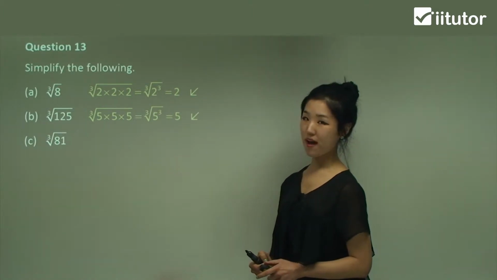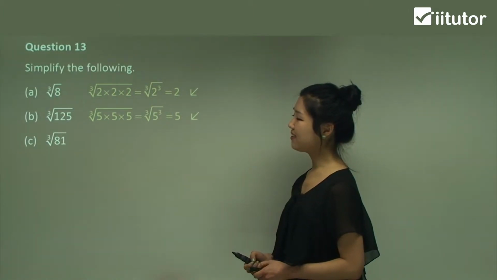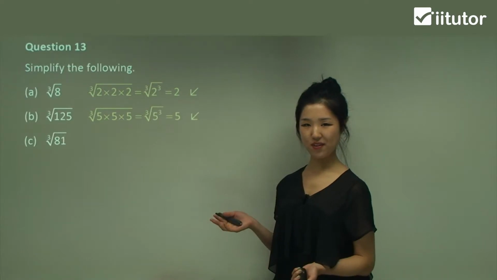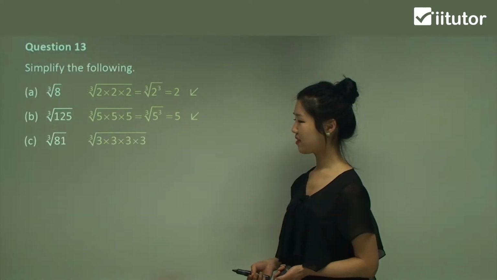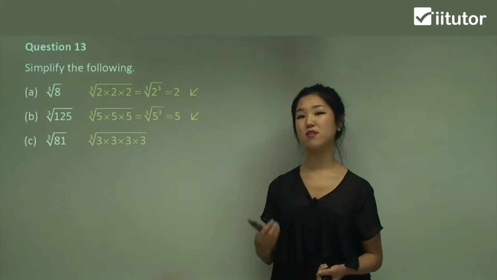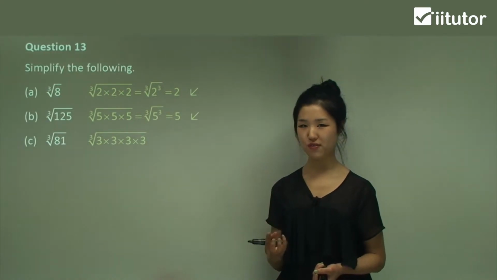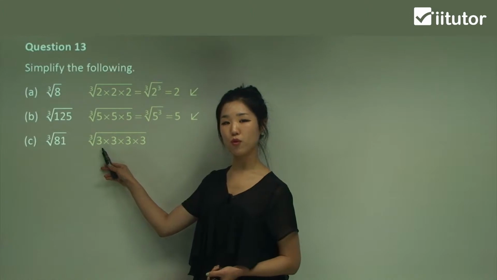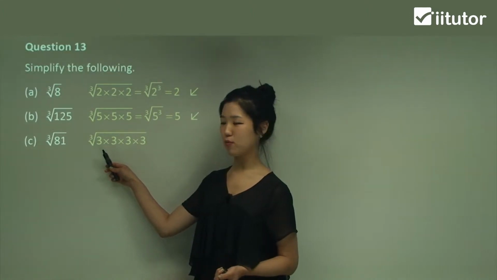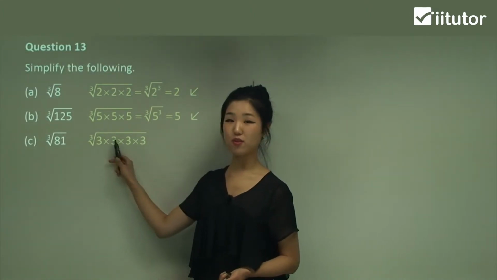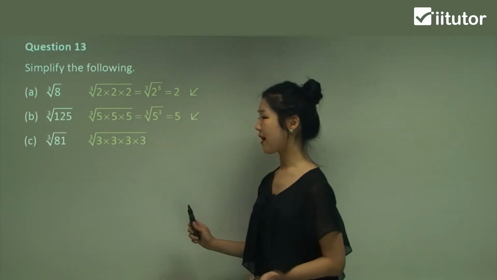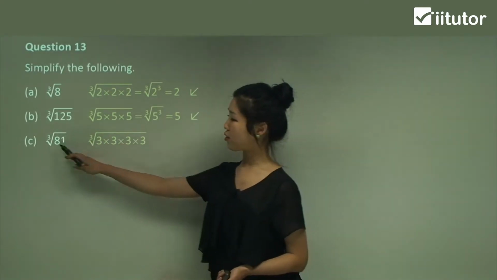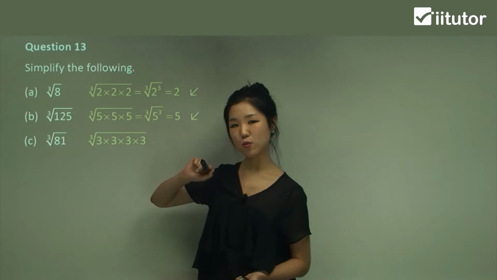Cube root of 81. 81 is, do you guys want to have a go and try to figure that out? It's 3 times 3 times 3 times 3. It's not a cube of anything, but I know that 81 is 3 to the power of 4. You can't get a cube root. Nothing cubed is 81. So that's why I just left it like this. But guys, remember, cube roots only cancel with the cube.